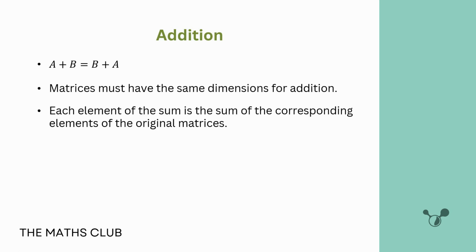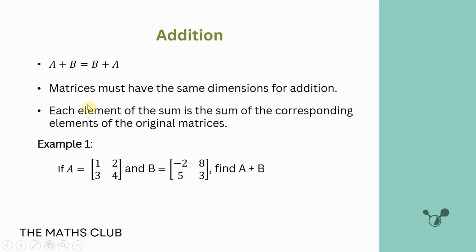How do we now add? Each element of the sum is the sum of the corresponding elements of the original matrices. This particular point will be made visible with the use of an example. But just note that the sum of the matrices is the sum of the corresponding elements of the original matrices. Let's look at an example.